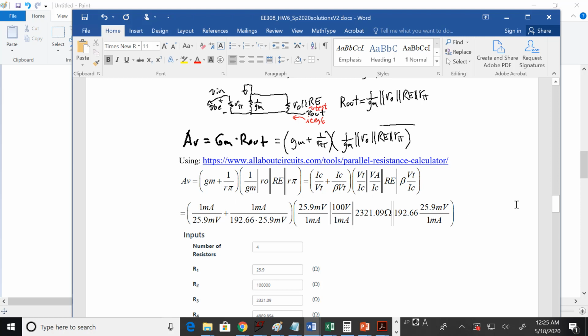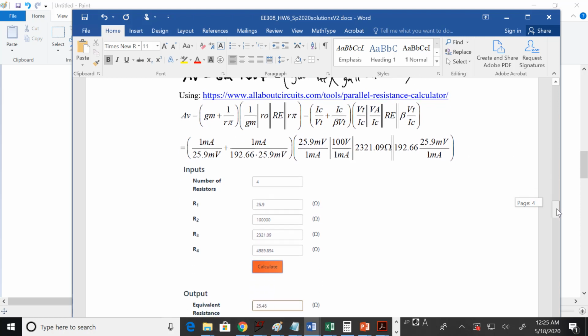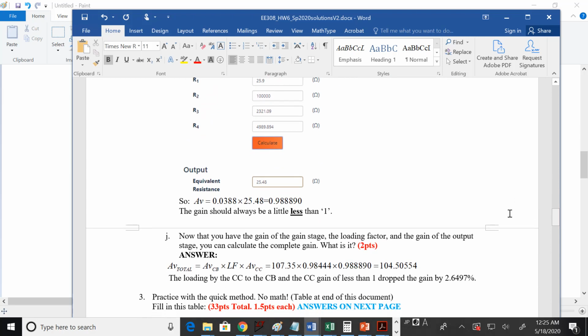And if you plug in everything, what you end up with is a gain of 0.988. So really close to 1, but not quite 1. It's just a little bit less. And the touchy-feely question on the homework after that, this week's homework, homework 7, asks you to do the touchy-feely analysis of why the common collector has a gain of a little bit less than 1. This small signal analysis shows that it does.